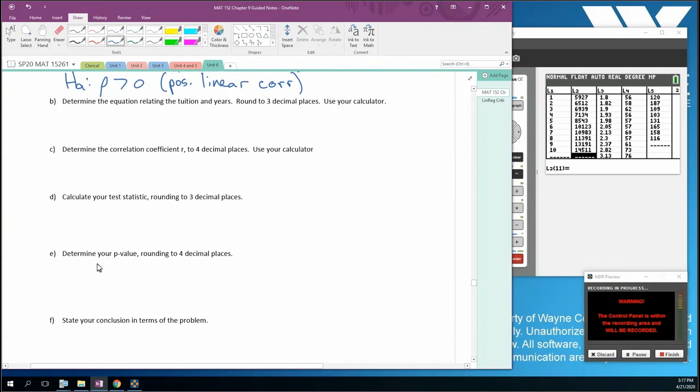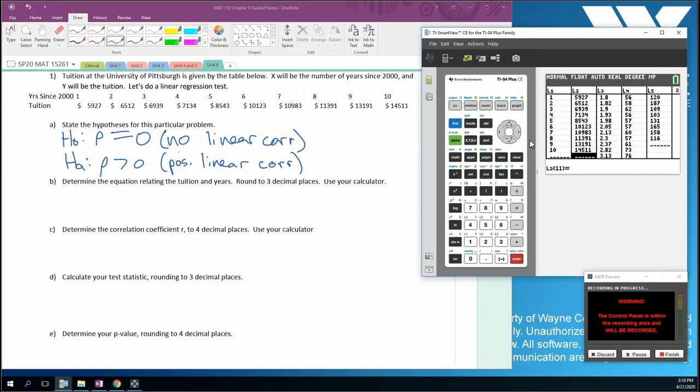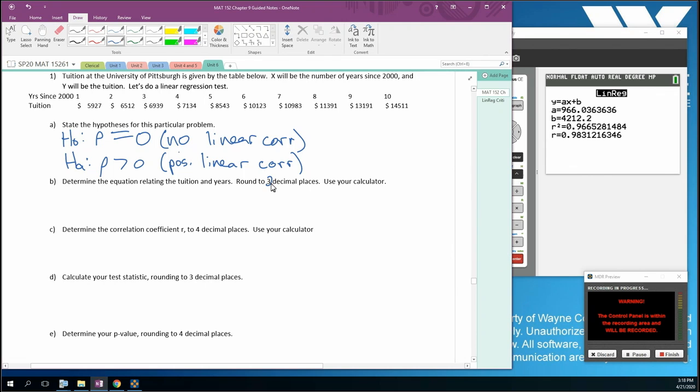So we're going to determine the equation relating the tuition and the years. So let's do the linear regression for that. And we do that. Let's just round that to 2 decimal places. So y hat is going to be $966.04x plus $4,212.20.